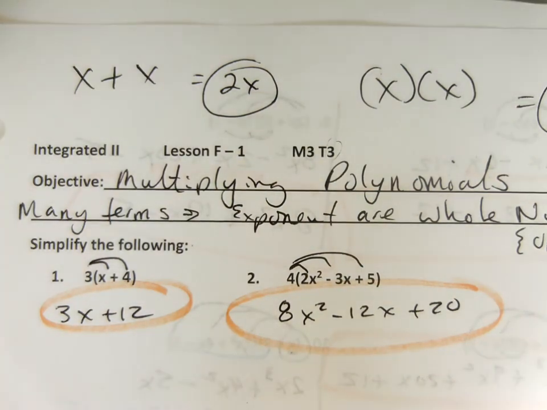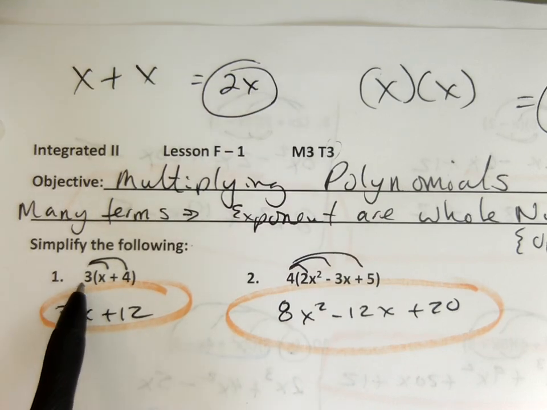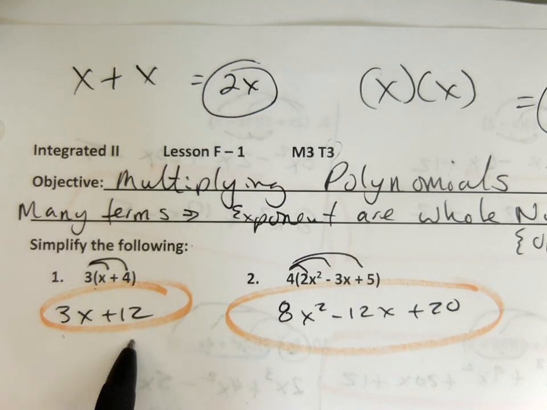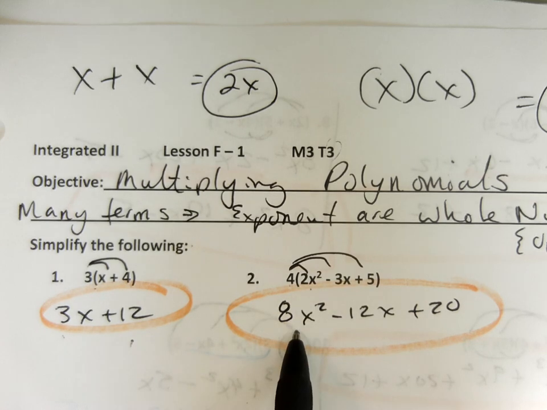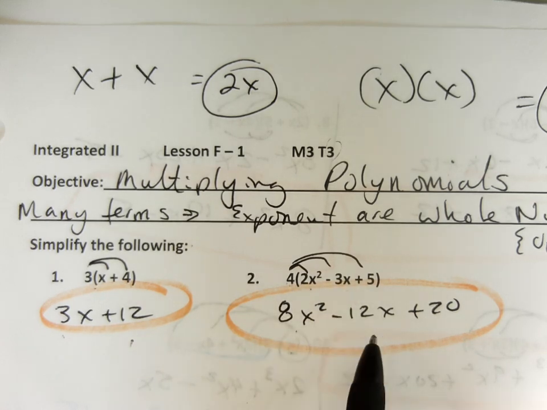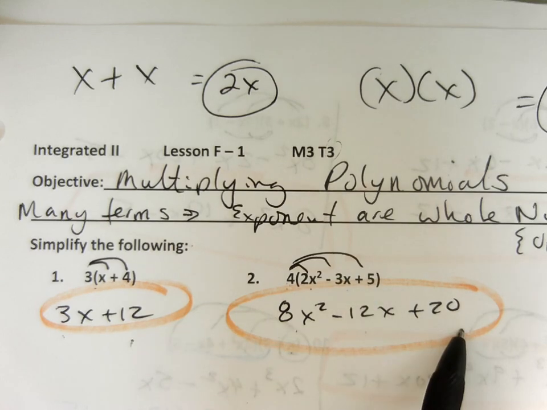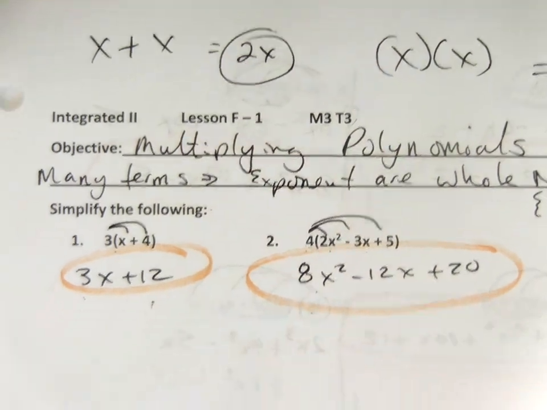So all of these are polynomials. So we're just multiplying. 3 times x is 3x, times 4 is 12. That's it. 4 times the 2x squared is an 8x squared. 4 times the negative 3x is negative 12x. 4 times 5 is 20. That's it. You can't add these terms because they're all different.